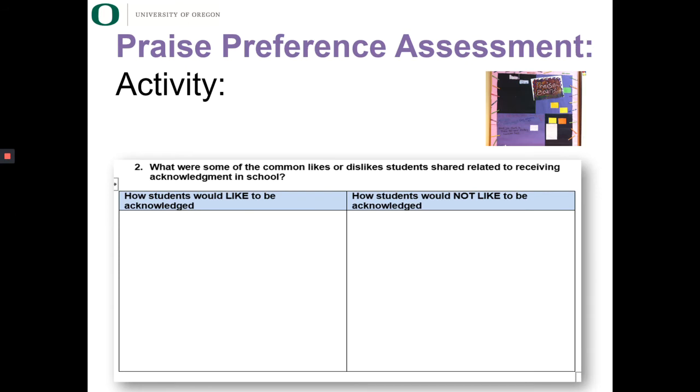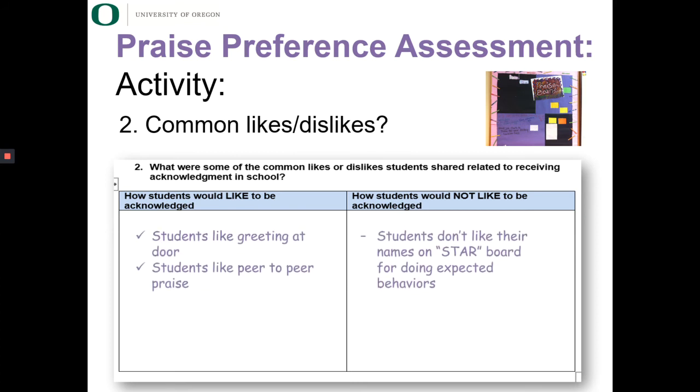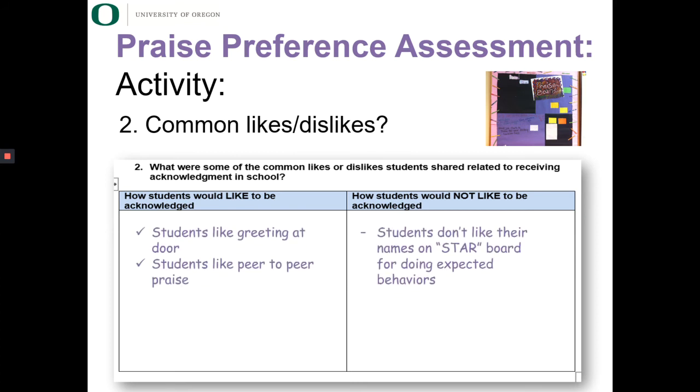So the next step is looking at across all the assessments, what are some common patterns or likes or dislikes that stand out for you. So again, using the example, students like being greeted at the door. They also liked peer-to-peer praise. What was noticeable in the results from this example is that students didn't like having their names put up on a star board, or they didn't like public recognition in that way.